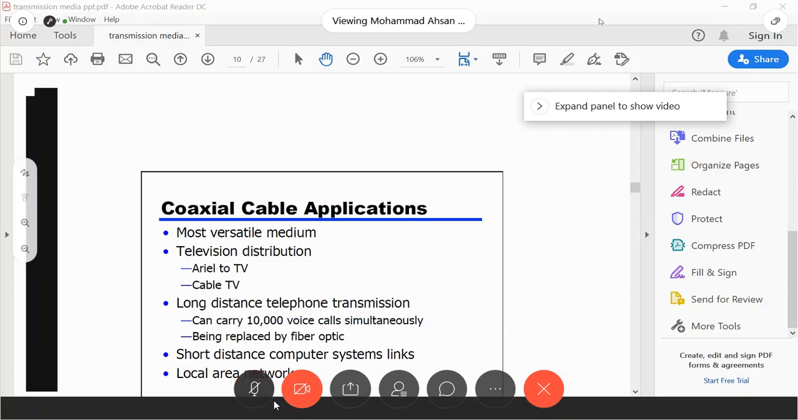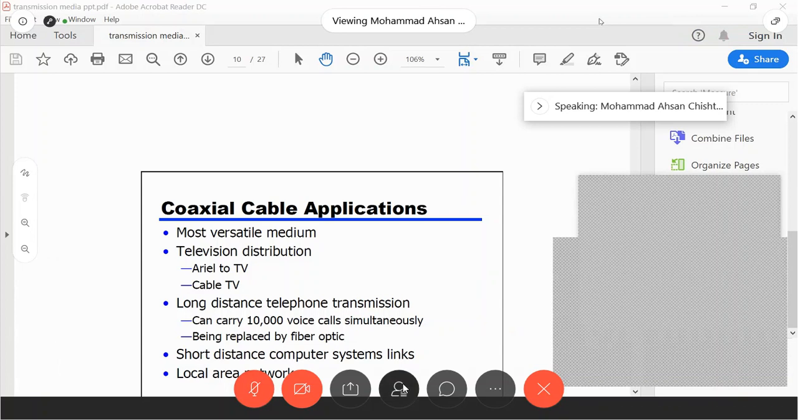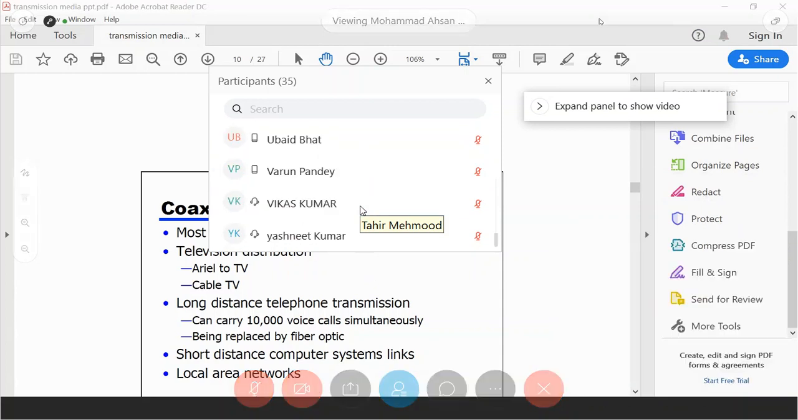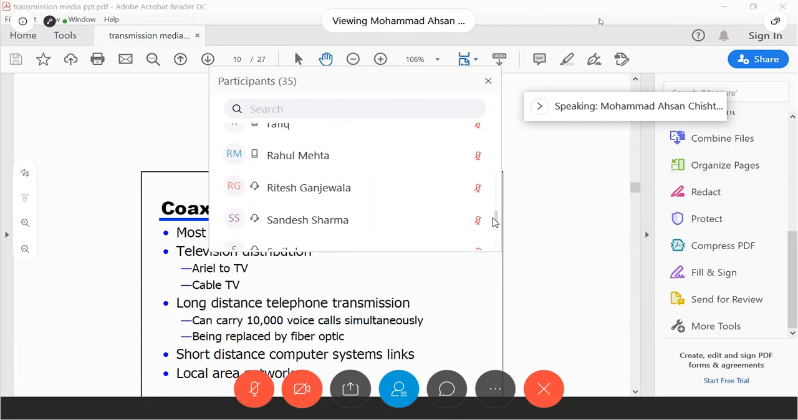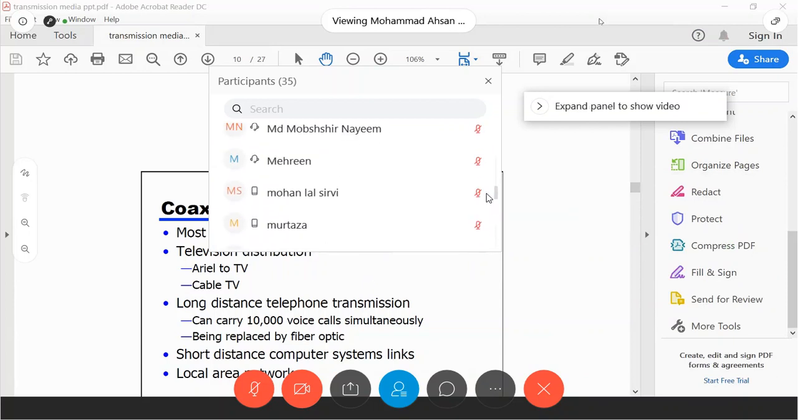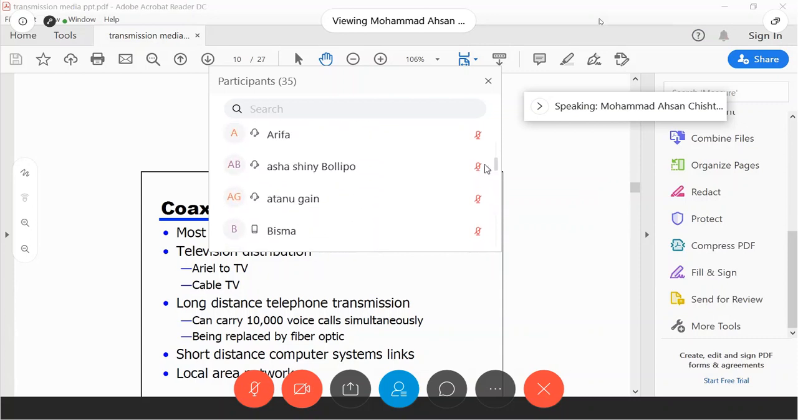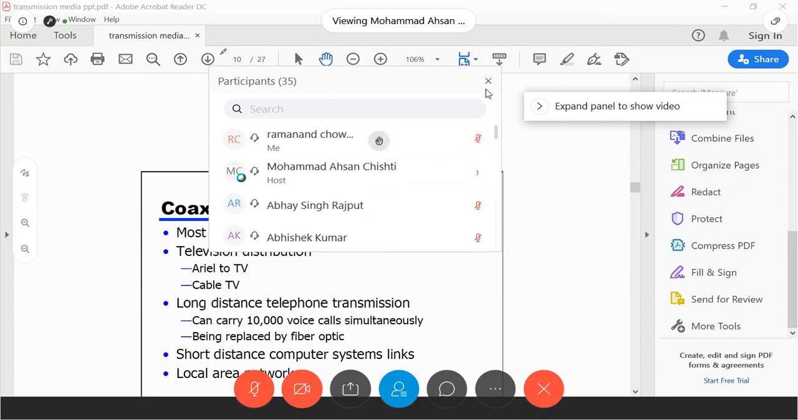The second one that we come across is the broadband coaxial cable. The analog transmission used to be for standard cable TV. Nowadays, even that is digital. Broadband, which is used nowadays in telephone, has frequency wider than 4 kilohertz. It also uses the same type of coaxial cable. Now I'll move on to the next one.